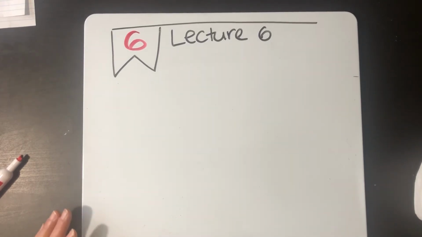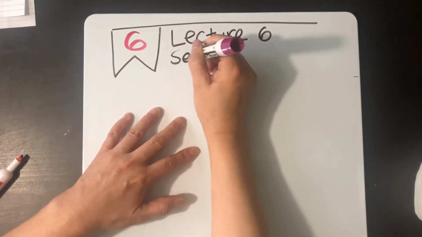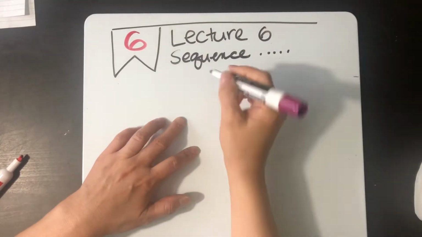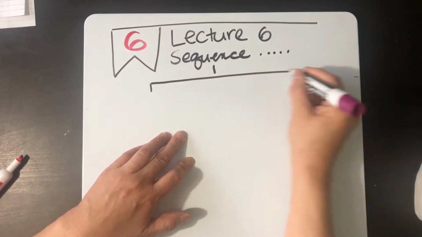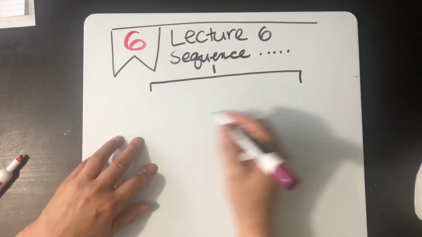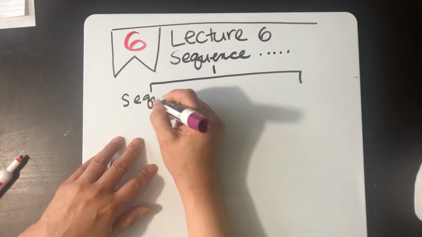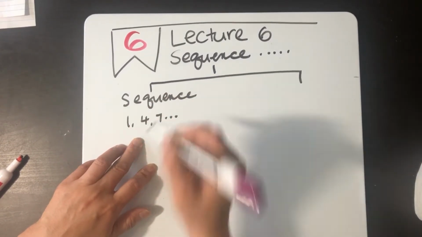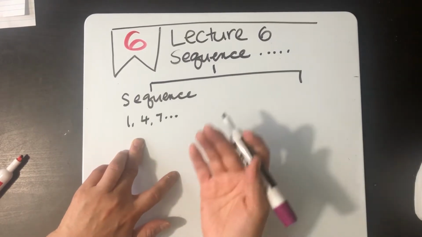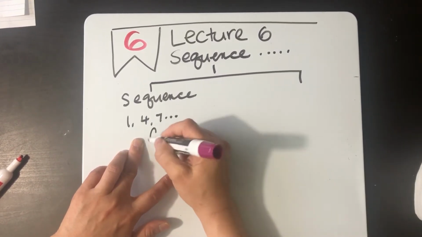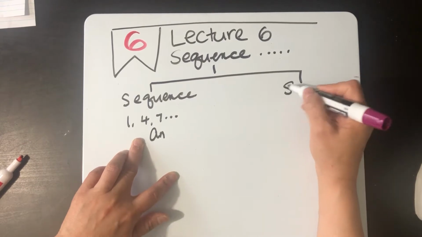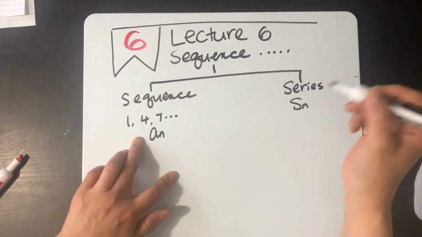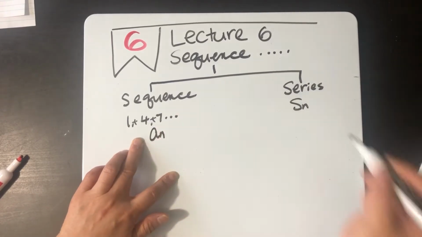Okay, welcome to lecture 6 of sequence. We're in the middle of learning sequence. Remember I told you there's two big categories. One is called sequence, where we learn the patterns, like 1, 4, 7, and try to come up with a rule for the nth term. And another one is called series, which is summation, where you sum everything.